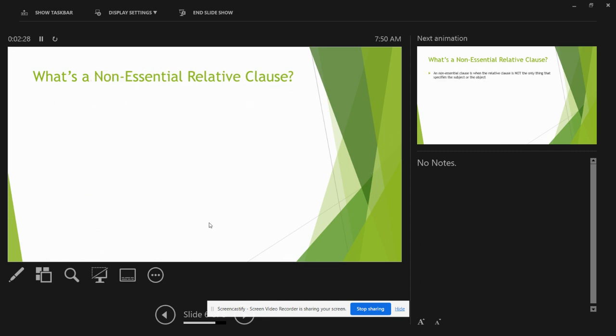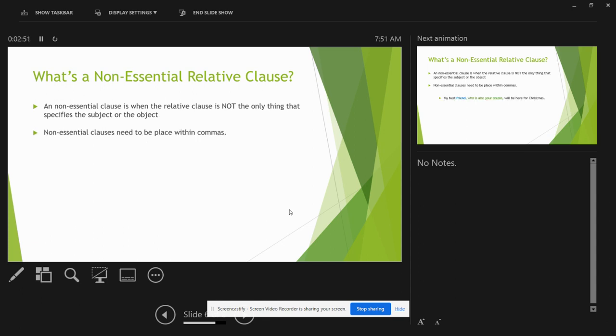Now, we talked about this, and this is where we left off. What's a non-essential relative clause? Well, basically, it's when the relative clause is extra information. Or in other words, a non-essential clause is when the relative clause is not the only thing that specifies the subject or the object. Something else specifies it as well.